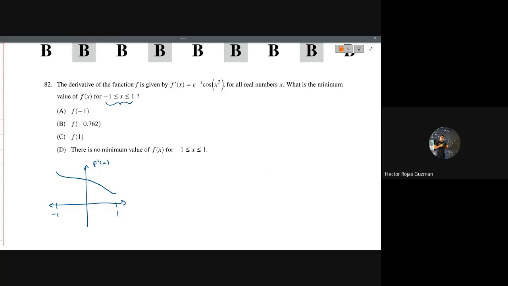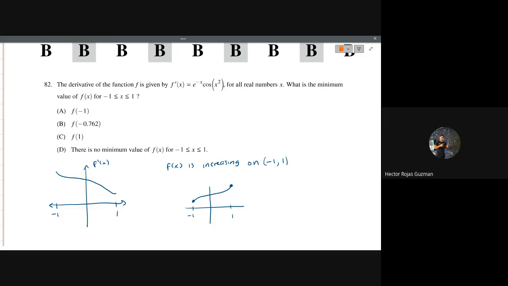So since my derivative is always positive, that means f of x is always increasing. f of x is increasing from -1 to 1. So if f of x is increasing, we can assume it looks something like this. And it could be increasing in many different ways, right? But wherever you start, just make the function increase. It doesn't have to look like that necessarily, but this function is increasing from -1 to 1.